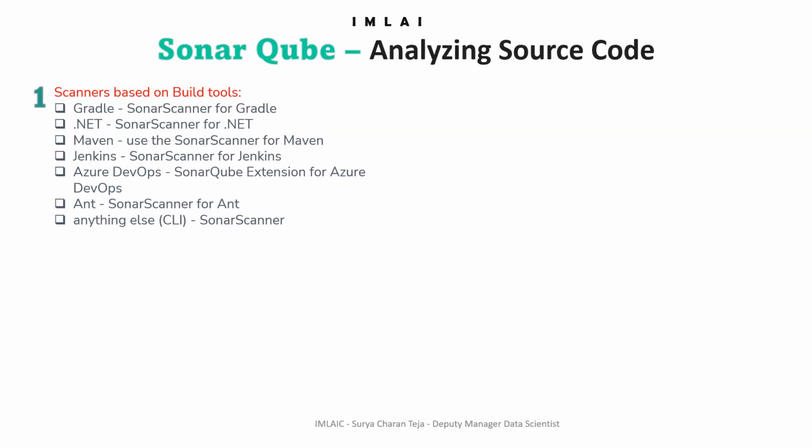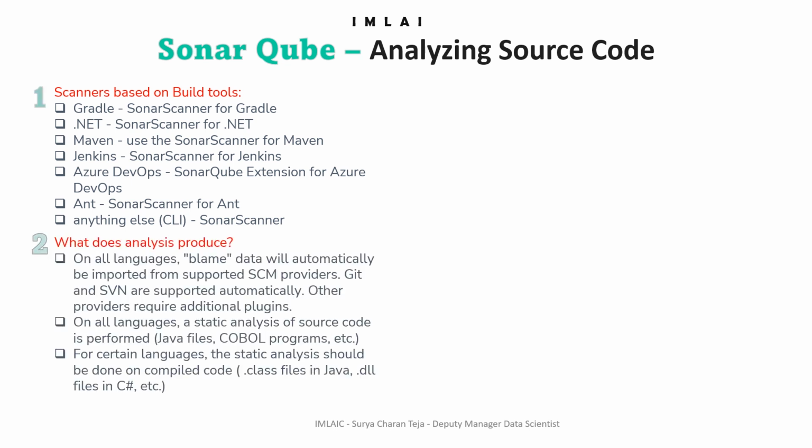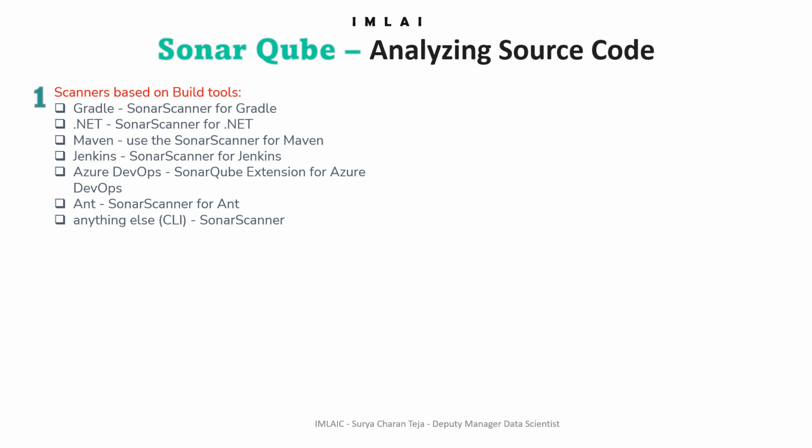So then, after all this, what does analysis produce? That's the question. That question comes, obviously. SonarQube can analyze up to 29 different languages depending on your edition. The outcome of this analysis will be quality measures and issues. However, what gets analyzed will vary depending on the language.